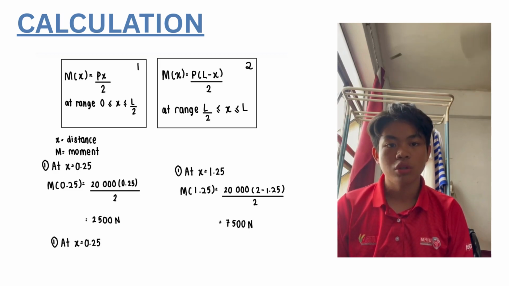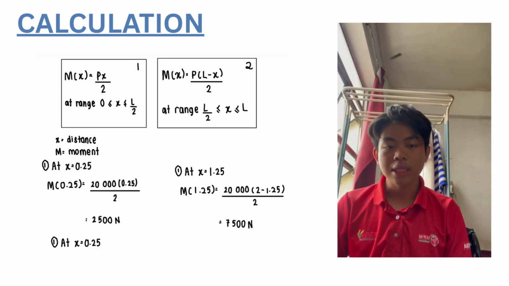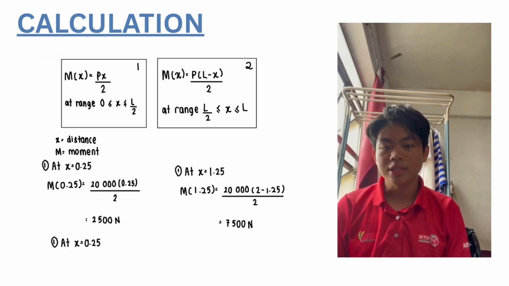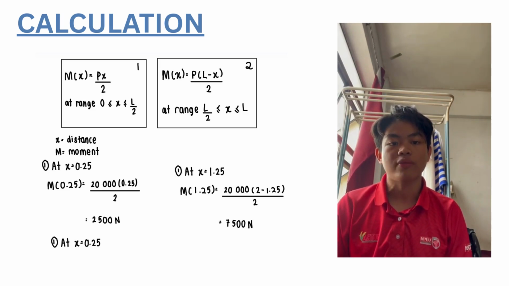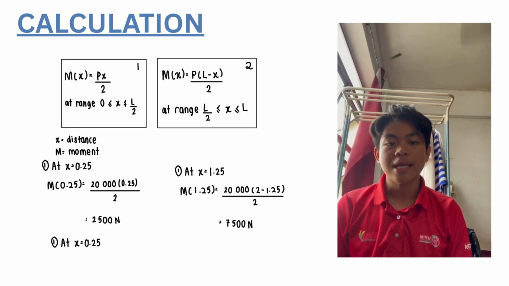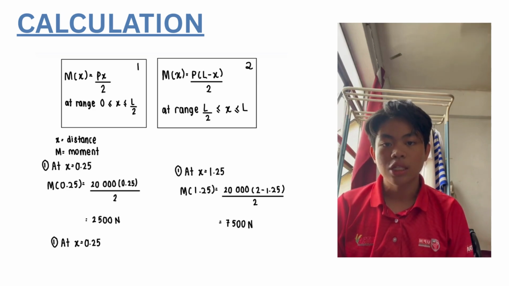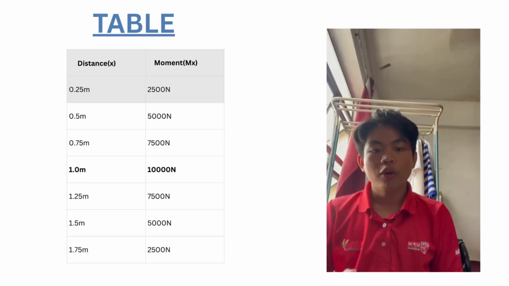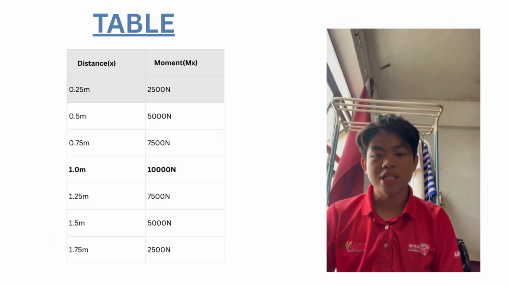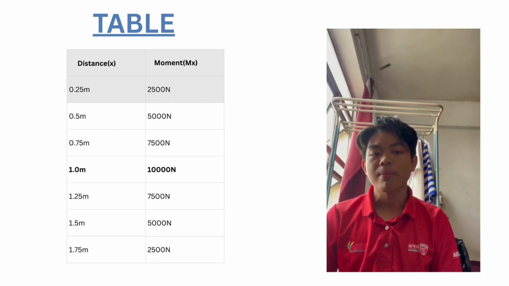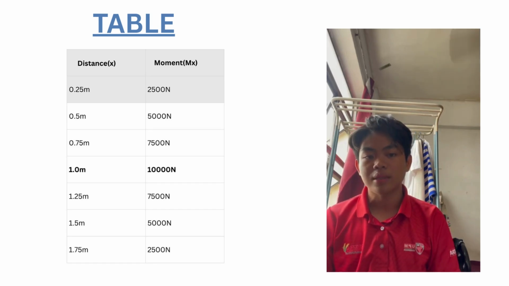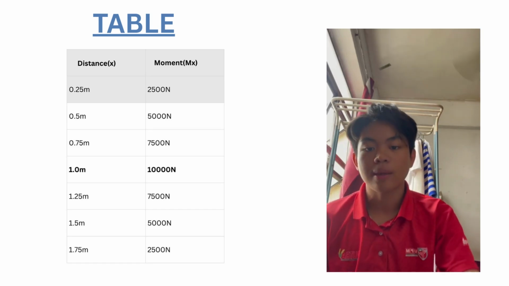To use the formula, the load P and beam length L are substituted along with the distance x. For instance, at x equal to 0.25 meter, the moment is 2,500 Newton-meters, and at x equal to 1.25 meters, using formula 2, the moment is 7,500 Newton-meters. The provided data table confirms the calculations, highlighting the maximum bending moment Mmax of 10,000 Newton-meters occurring precisely at the beam center, x equal to 1 meter.